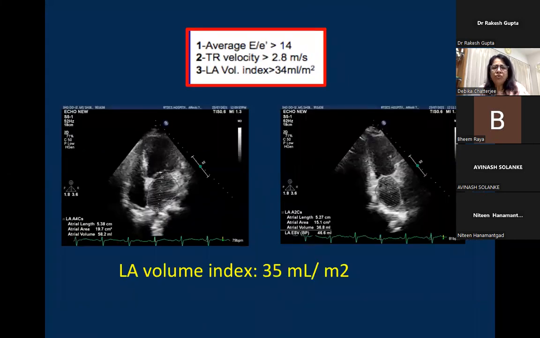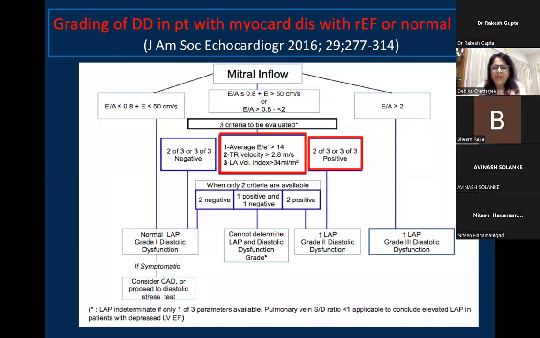Now let us go to see the LA volume index. It is 35 ml per square meter. So 2 criteria are positive. We can say this patient is having grade 2 diastolic dysfunction.